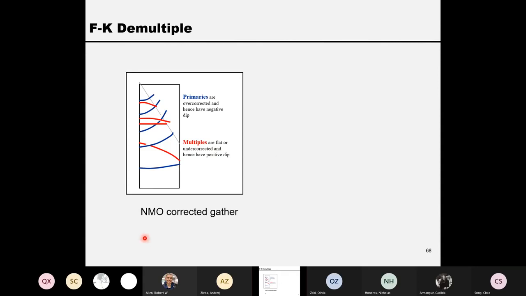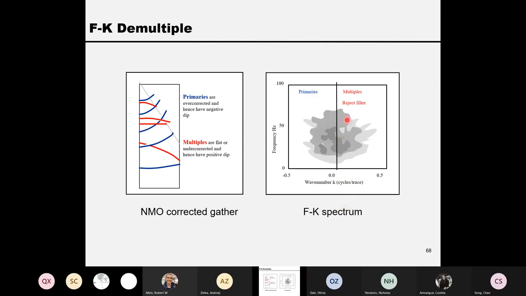After the FK transform, the primary is in one domain, in this case the negative K, and the multiples are in the positive K, right? So now you can do the filtering. You try to either get rid of the multiples, or get rid of the primary and then subtract it from the data, the same thing. It just depends on how convenient it is for you, so you can do it either way.